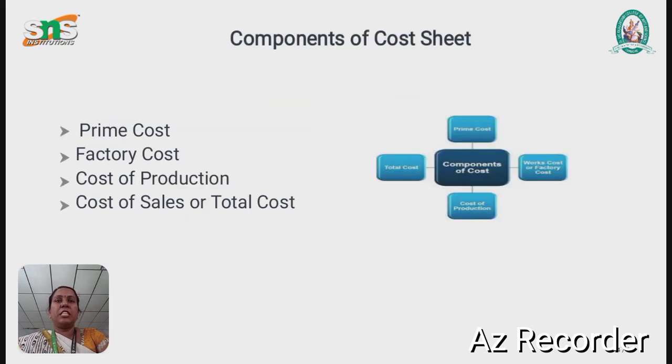Components of cost sheet. Prime cost. Prime cost is the aggregate of direct material cost, direct labor cost, and direct expenses. Prime cost has alternative names such as basic cost, first cost, or flat cost. Prime cost equals direct material plus direct labor plus direct expenses.